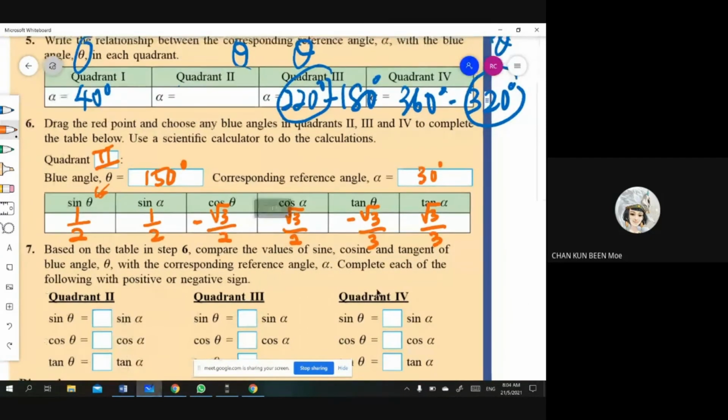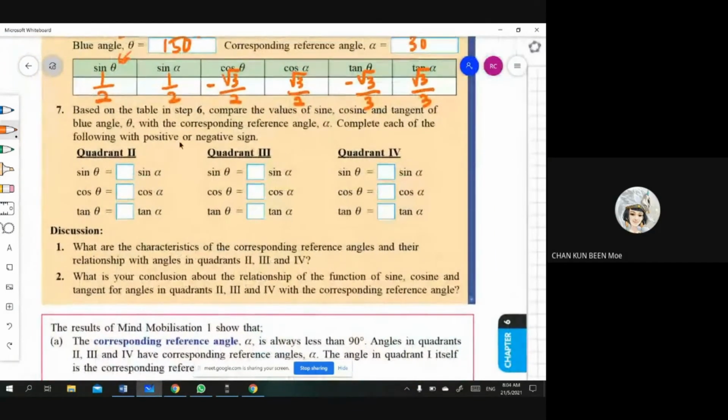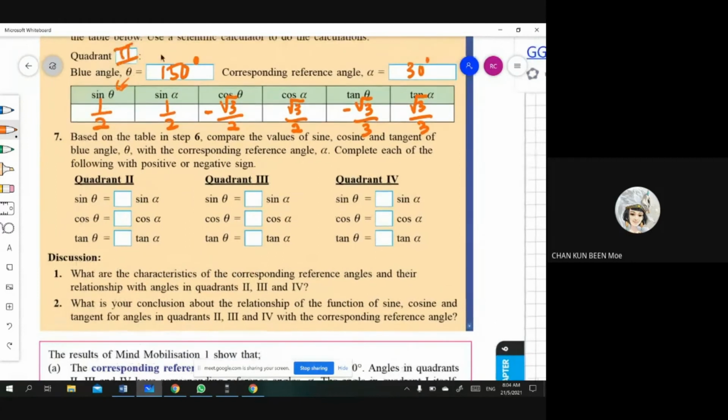So based on 6 there, you look at 7. Based on the table in step 6, compare the value of sine, cosine, and tangent for the blue angle theta. Actually, we have to compare all the different quadrants, but I just show you quadrant 2 only. Quadrant 2 will do. We cannot waste the time. Later on, they will have the summary at the back. So if you look at quadrant 2, sine theta is equal to sine alpha. Yes or no? Yes, right. And then the value is positive.